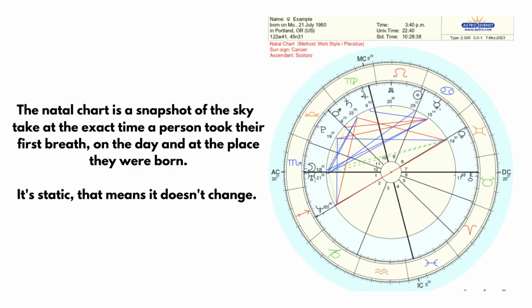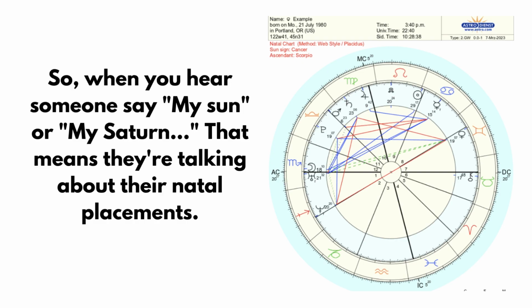So it's a snapshot. It's static. It means it doesn't change. You have your birth chart your whole life. So when you hear someone say, my sun or my Saturn, that means they're talking about what we call a natal placement. That's those squiggly bits inside the pizza slices in the wheel.